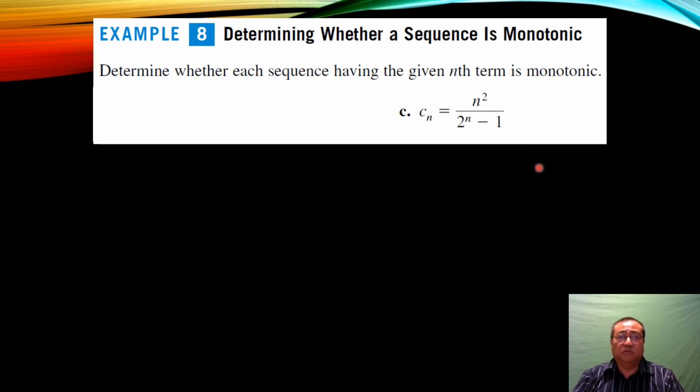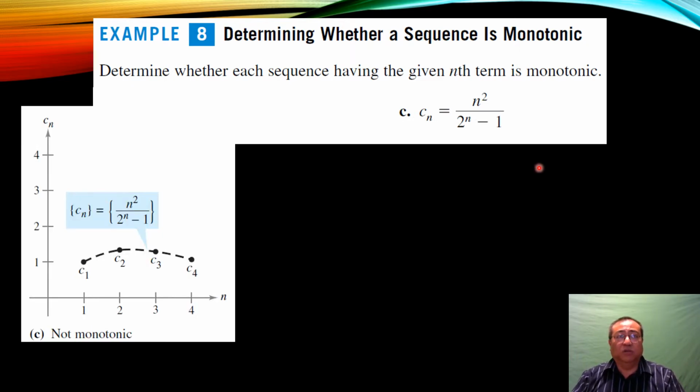Let's look at this one. Well, we're going to look at the graph of this one. There's no easy way for this. So look at the graph. Looking at the graph, it's monotonic after 2. It's monotonic after 2, but if you begin at 1, it's not monotonic.